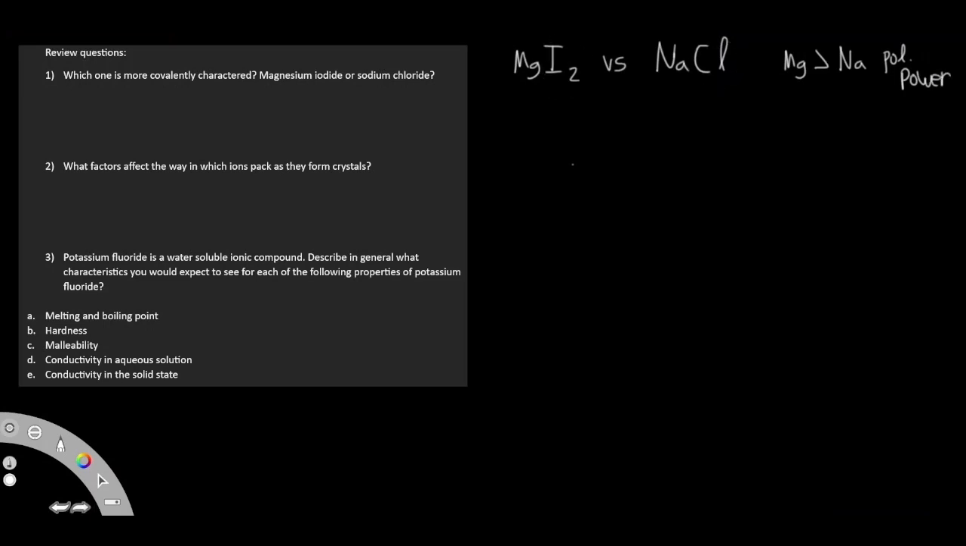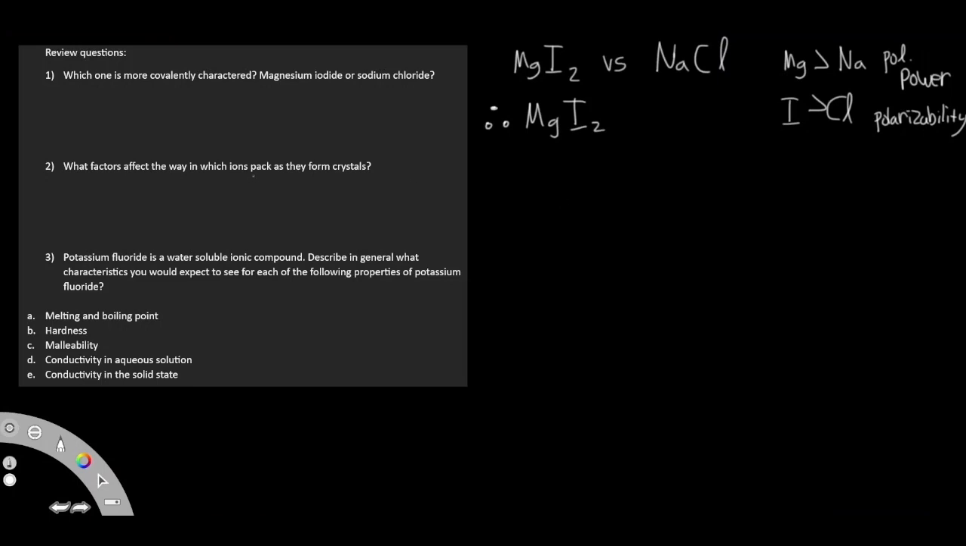Then we look at the iodine and then the chlorine. Which one has more polarizing power? Iodine also has more polarizability if you look at it on your periodic table. So our iodine here is greater than the chlorine in terms of polarizability. So it's quite obvious that the Mg and the I clock in with a higher polarizing power and higher polarizability respectively. So this here for sure is more covalently charactered. Therefore, the more covalently charactered compound is MgI2, so it's going to have a lower melting point than the NaCl.